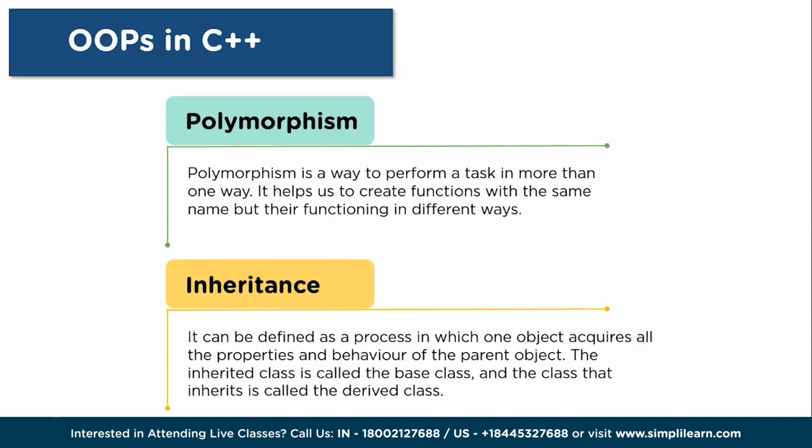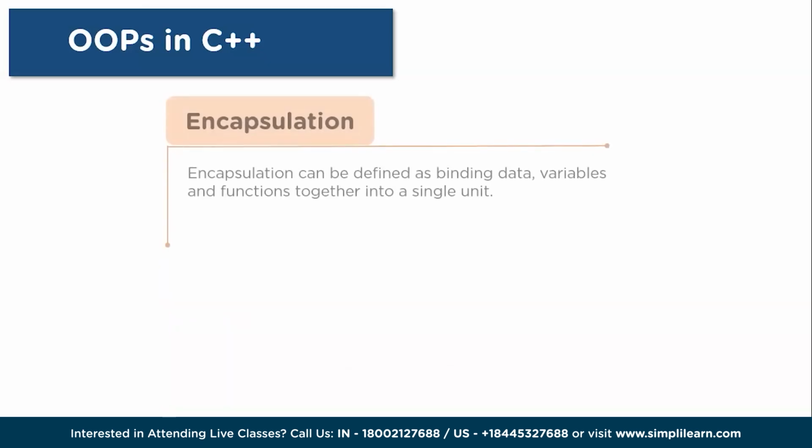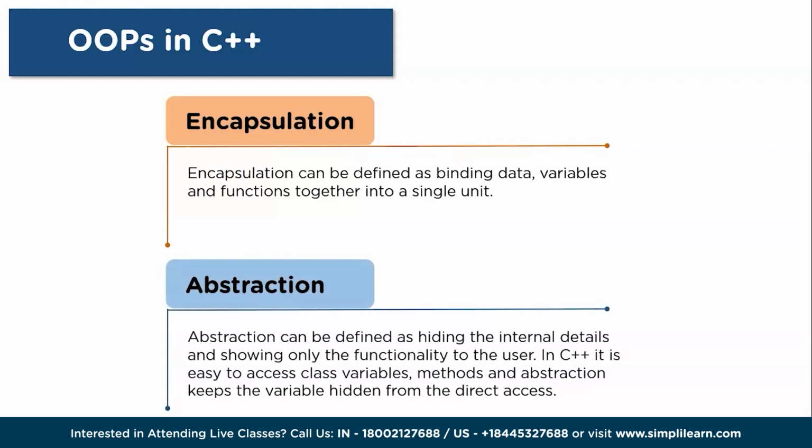Next is inheritance. It can be defined as a process in which one object acquires all the properties and behavior of a parent object. The inherited class is called the base class, and the class that inherits is called the derived class. Now coming to encapsulation. It can be defined as binding data, variables and functions together into a single unit.